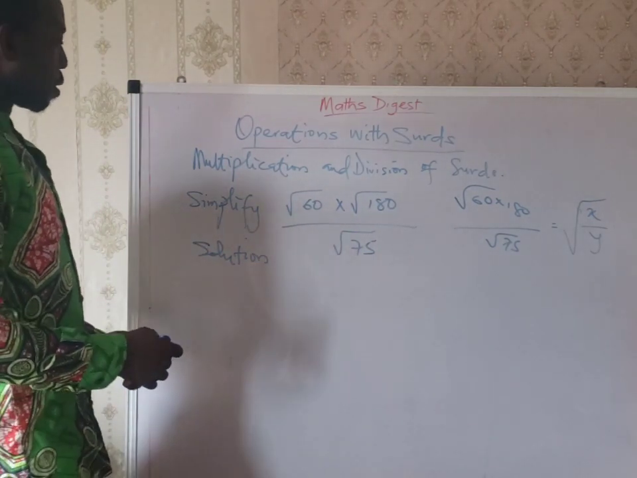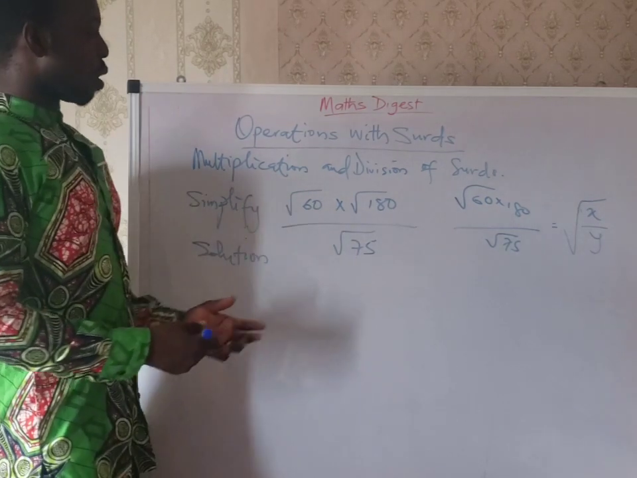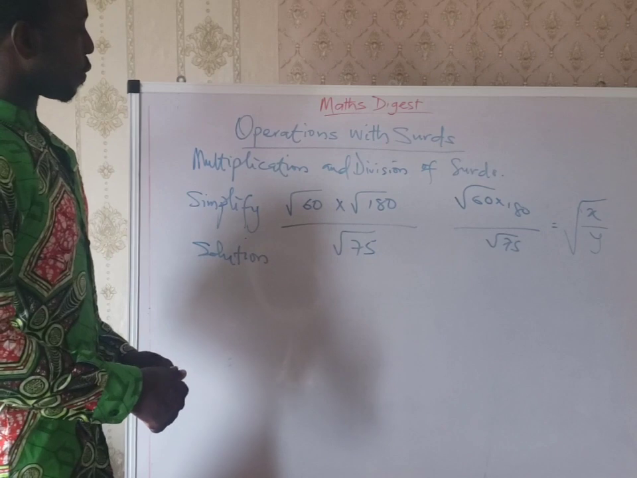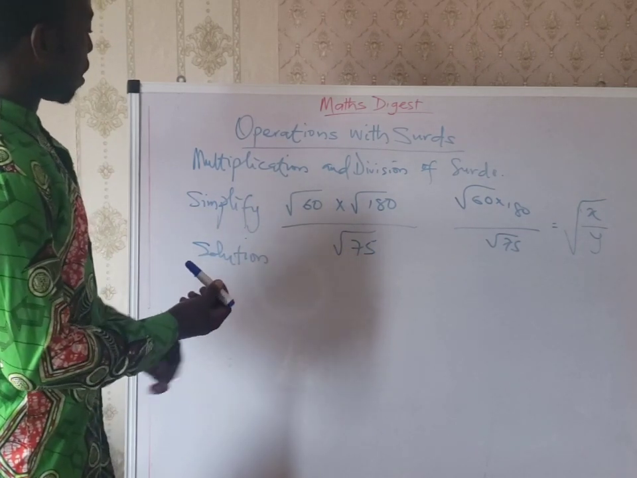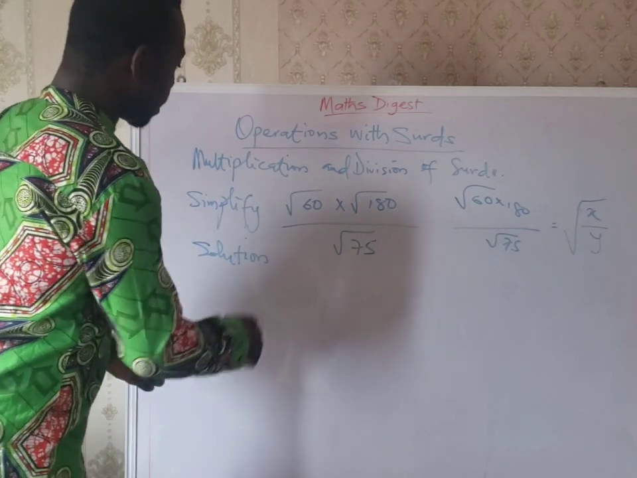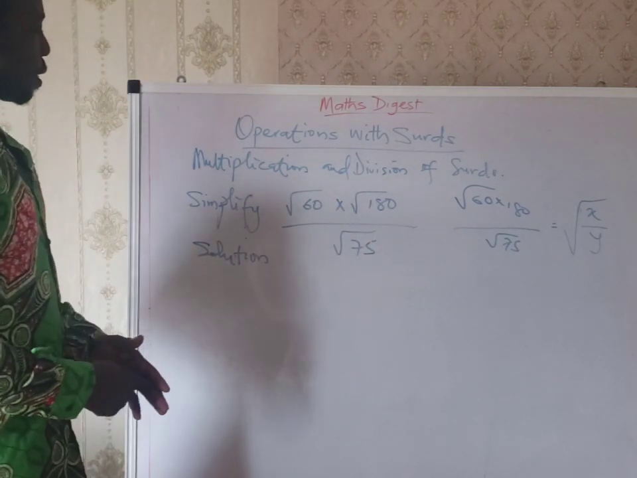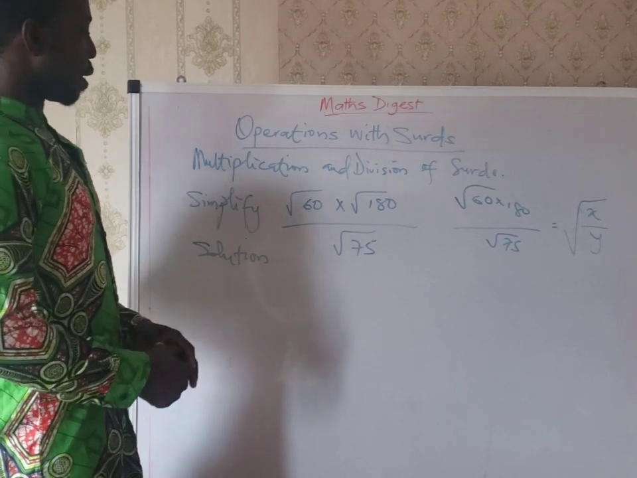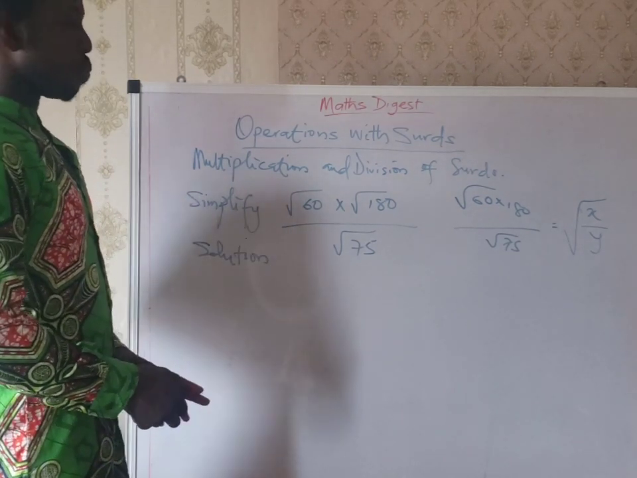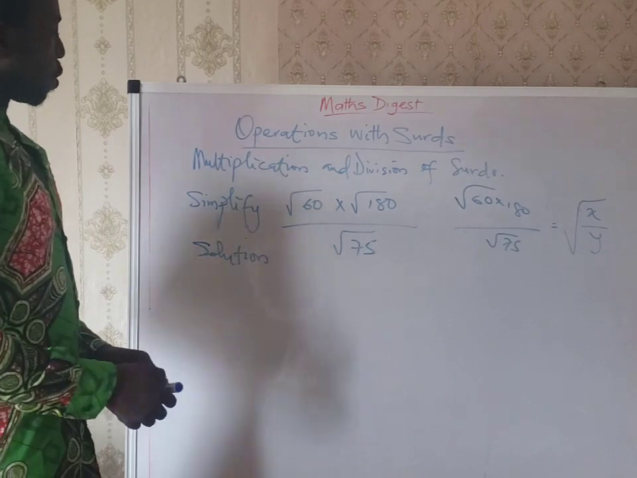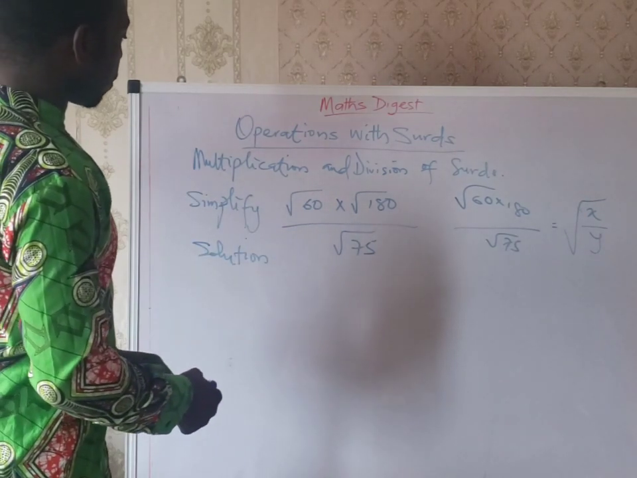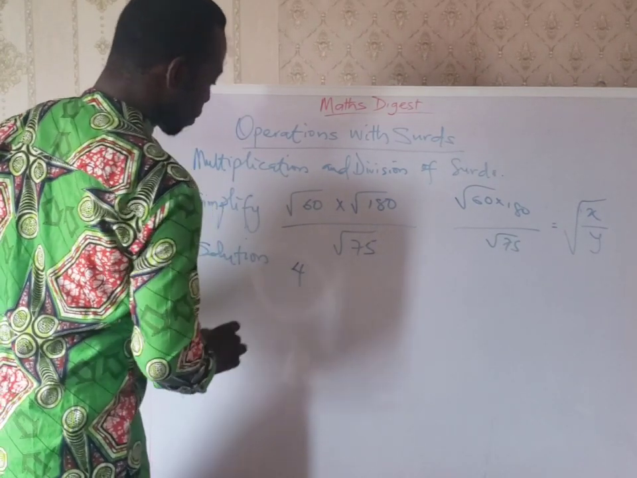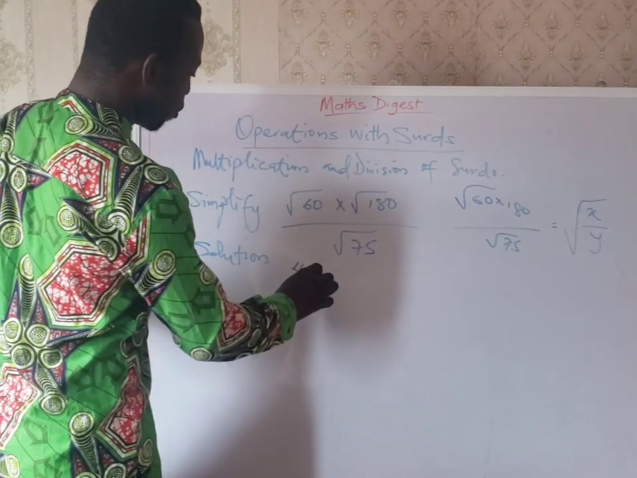But since probably you don't have a calculator, or you are not allowed to enter with a calculator, how do you go about this kind of exercise? Now you look at this. This is 60. What are the factors of 60, of which one of them will be a perfect square? If you look at it closely, you can see that 4 is a factor of 60. 60 divided by 4 will give you 15.